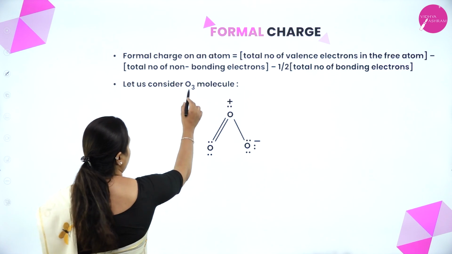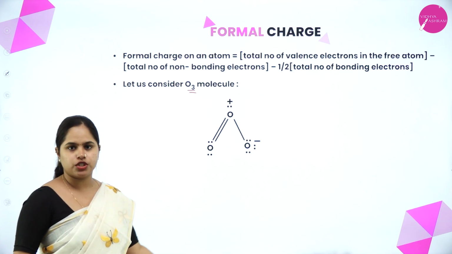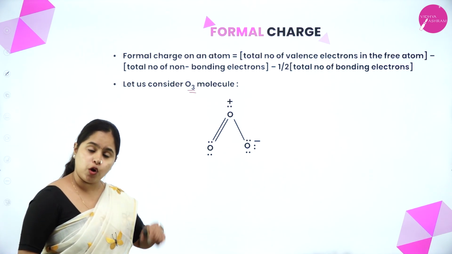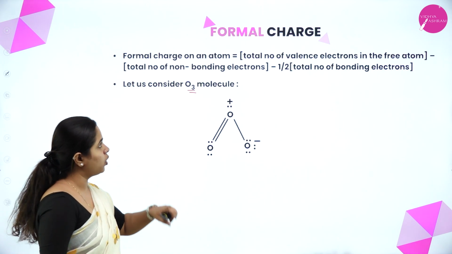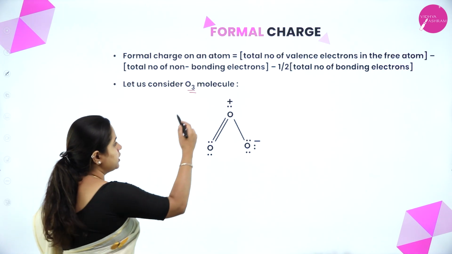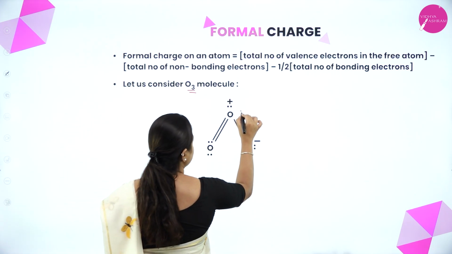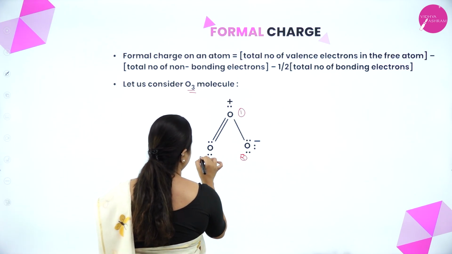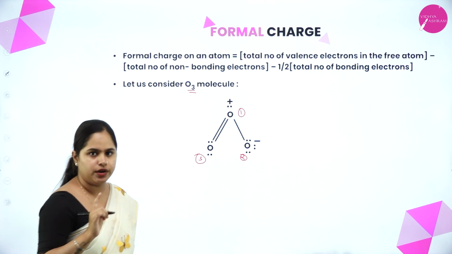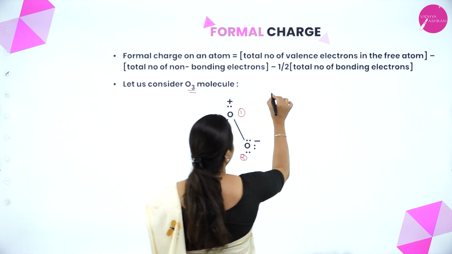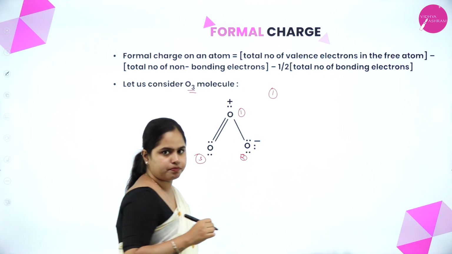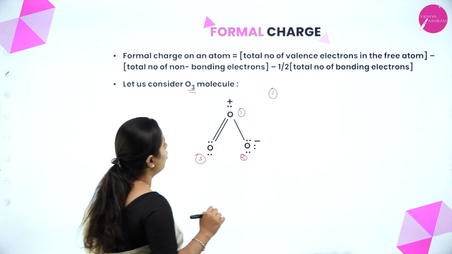So what is O3? It is ozone, right? So this is the Lewis dot structure. Now what we are going to do is find out the formal charge, the charge on each of these oxygen atoms. I am representing this as 1, this is 2 and this is 3. So first we are going to calculate the formal charge of the first oxygen atom.